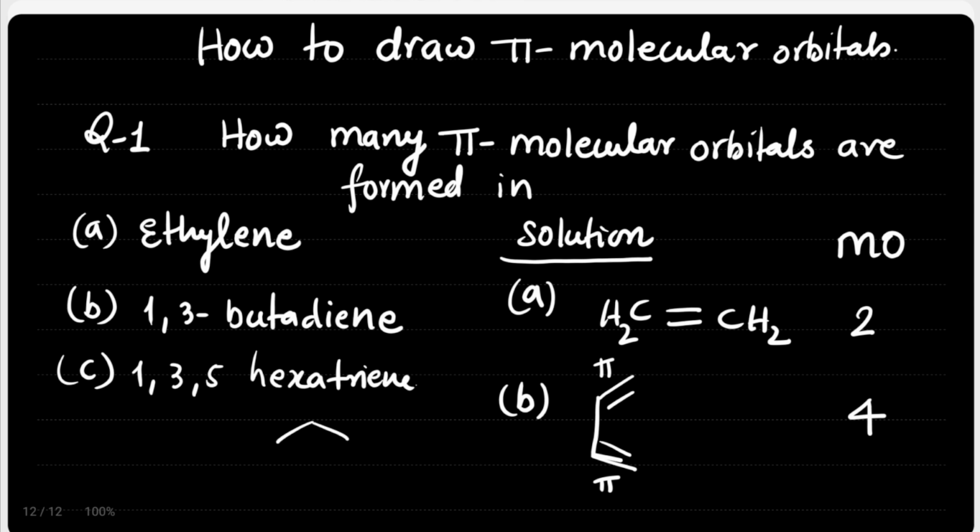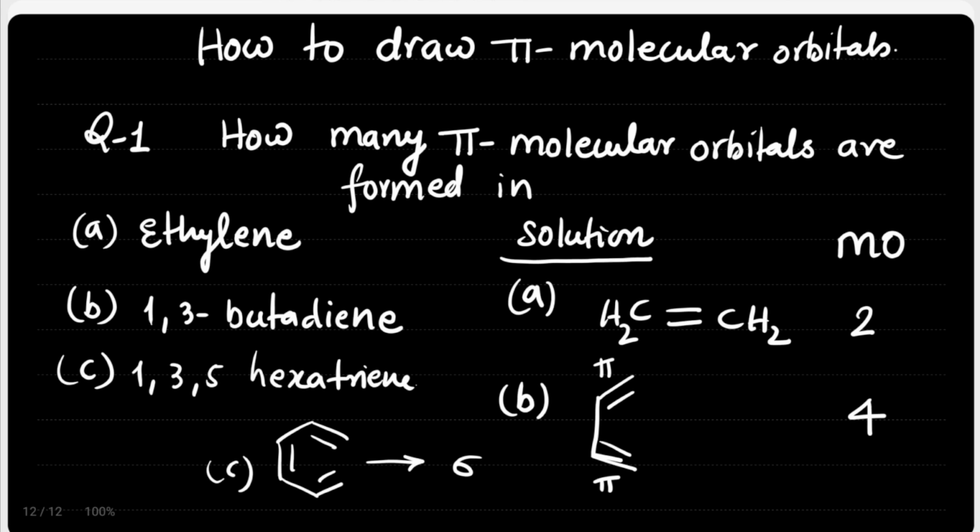What about the hexatriene? This is the structure of hexatriene. How many molecular orbitals are involved? Here 6 molecular orbitals are involved. 2 pi electrons make one bond. So how many electrons are there? 6 electrons are there, so 6 molecular orbitals are involved. Here how many electrons are there? 4 pi electrons are there, so 4 molecular orbitals are involved.